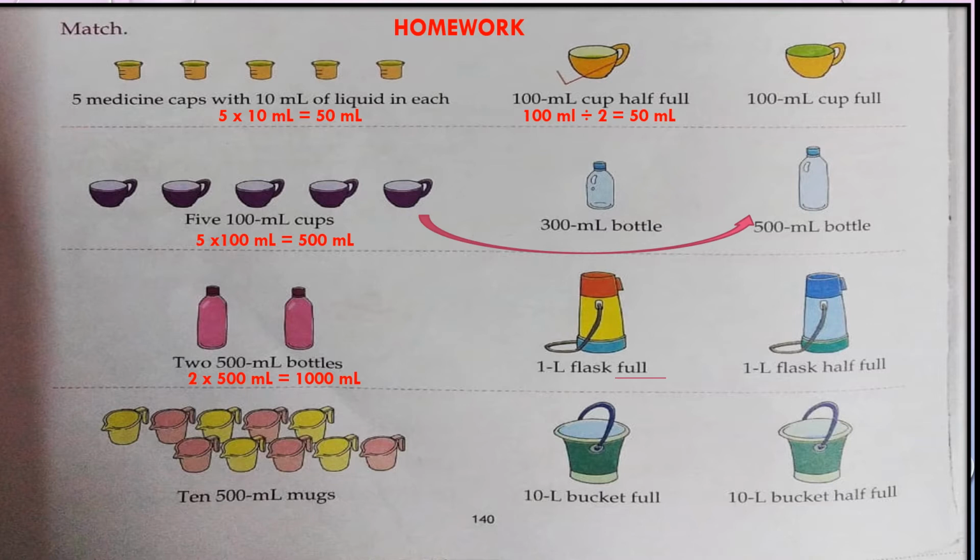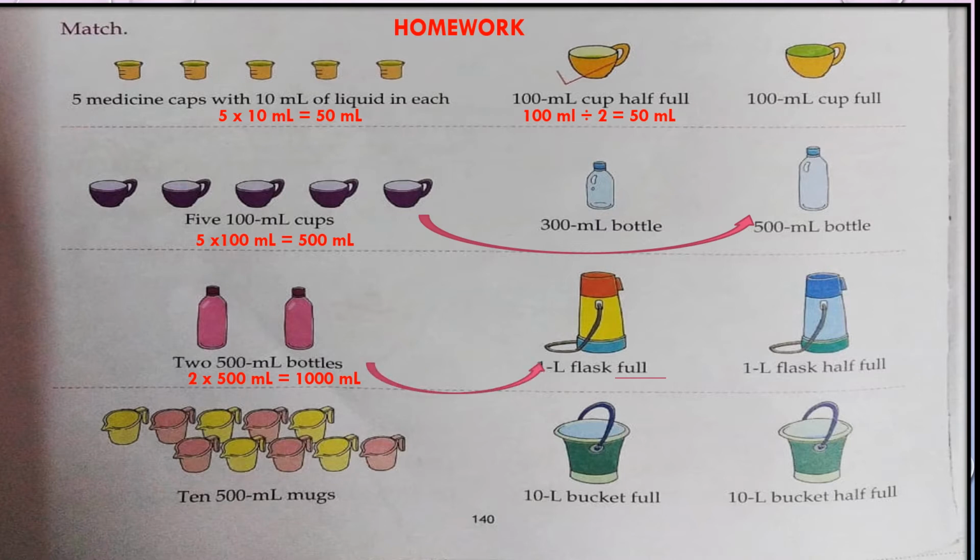And the other flask is 1 liter flask half full. That means it is half. So when you will divide 1 liter by half, that is when 1000 by 2, it will be 500 ml. So it is not equal to 1000 ml. It should be equal to 1000 ml bottle. So first one is the correct one.